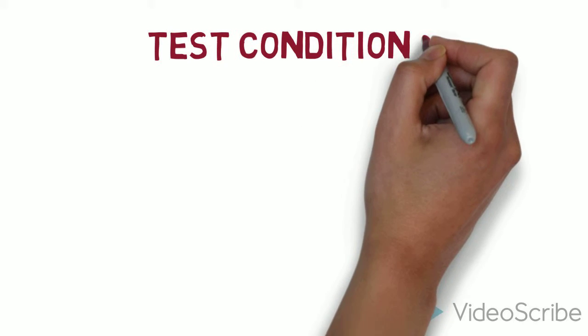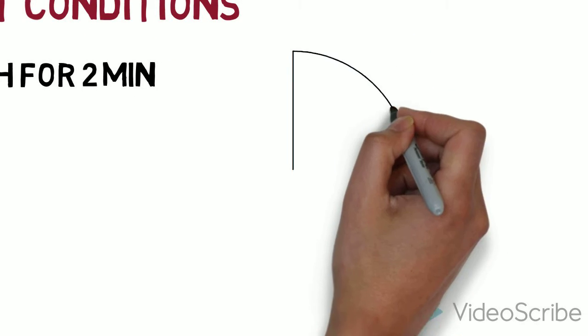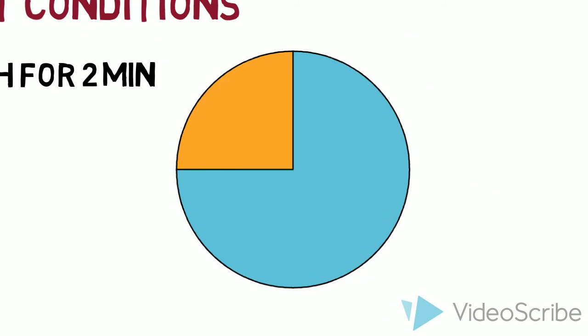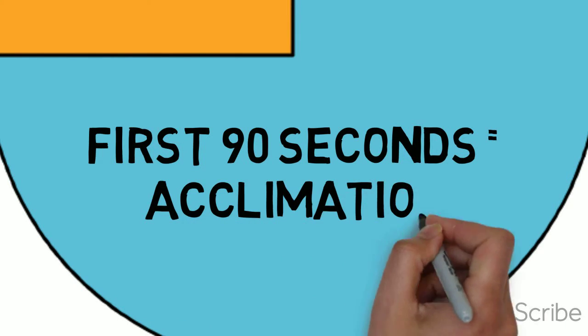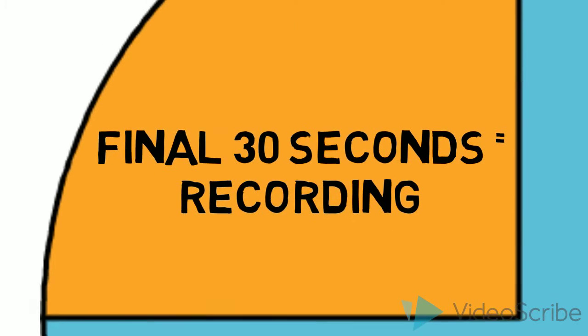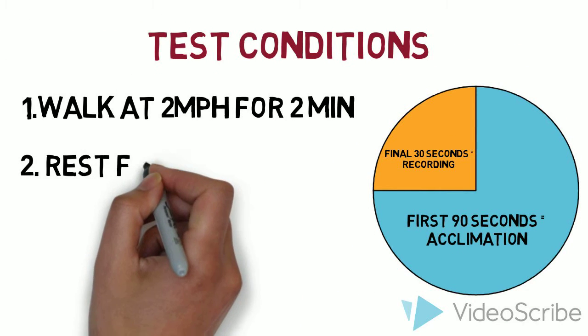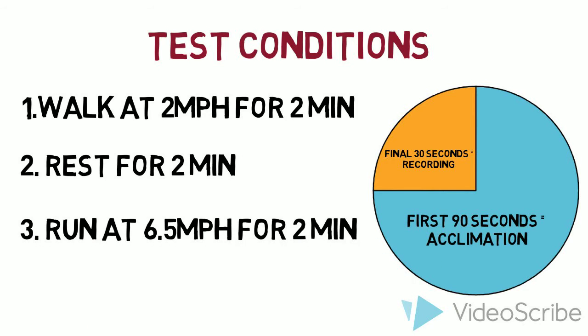Once the markers had been accurately placed, participants were instructed to walk on a treadmill at a speed of 2 miles per hour for 2 minutes. The last 30 seconds of the 2 minutes was filmed. However, participants were unaware of this. For comparison, the process was then repeated with participants running at a speed of 6.5 miles per hour.